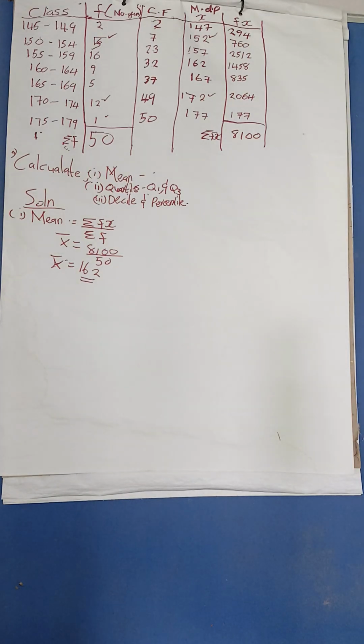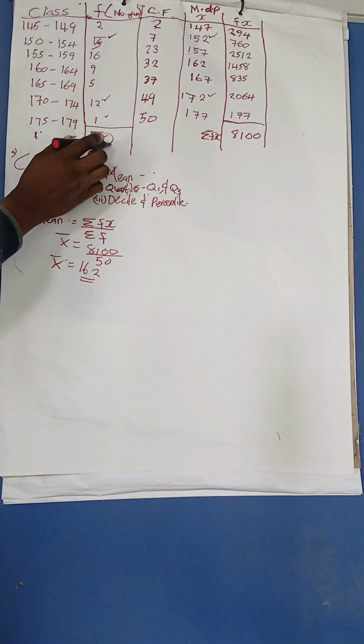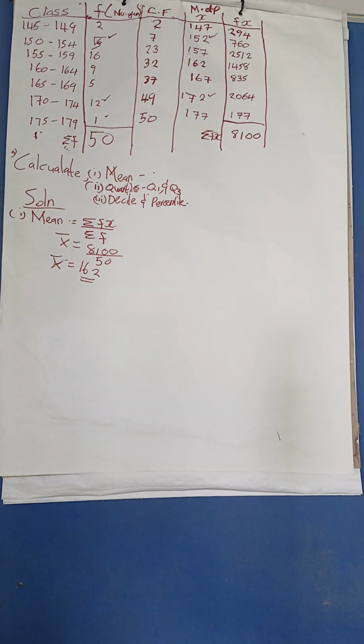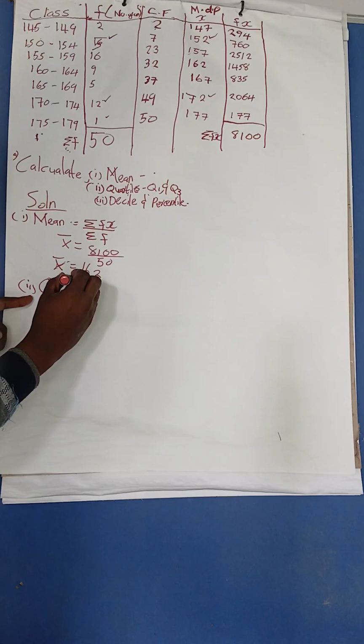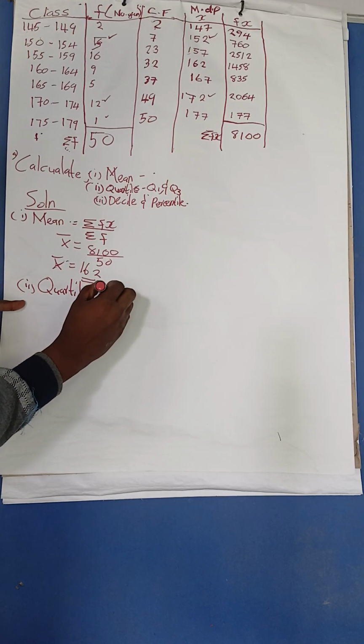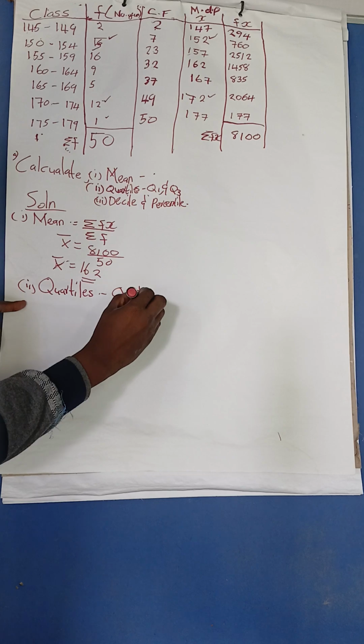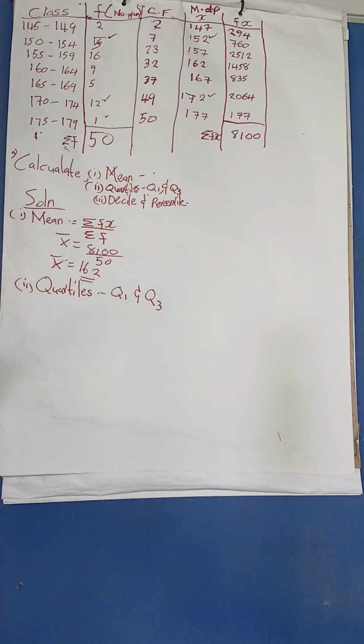We calculate now the quartiles. When you hear the word quartile, it means you are dividing your data. Which data? The 50 items or the 50 students, you are dividing them into 4 equal parts. So when you hear quartiles, just know you are dividing your data into 4 equal parts. So let's see how we calculate the quartiles. Very easy also. We will calculate the lower quartile Q1 and the upper quartile Q3. Then these two will help us to calculate even the interquartile range and semiquartile range.